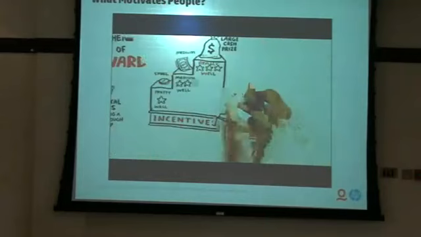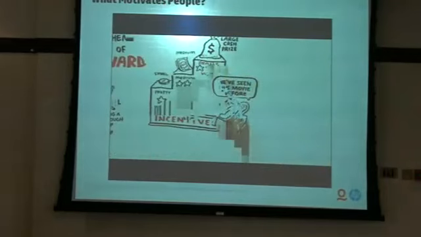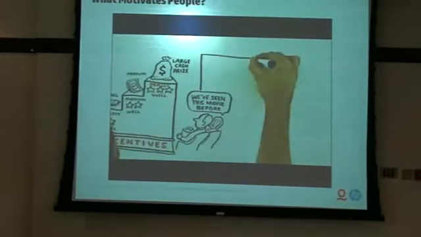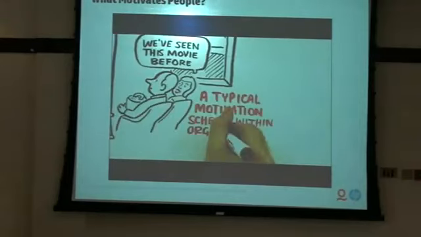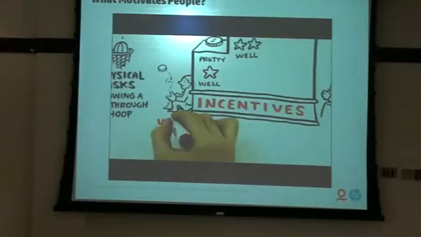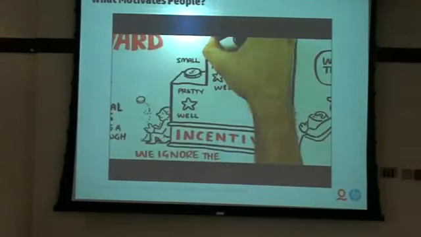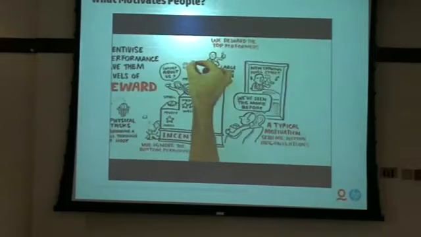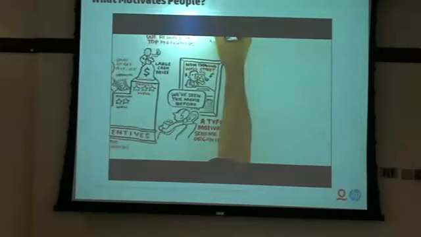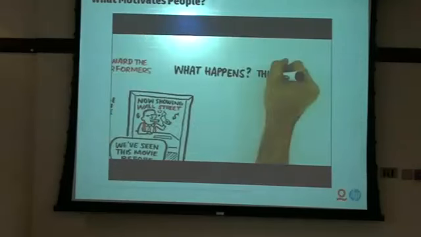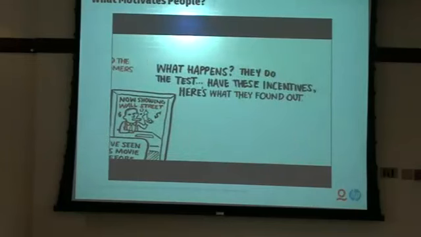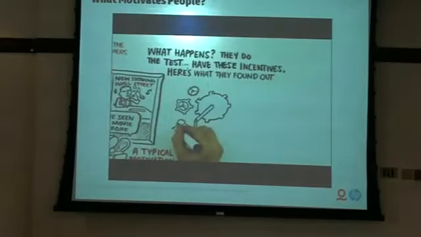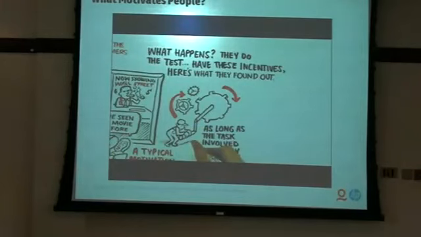Okay, we've seen this movie before. This is essentially a typical motivation scheme within organizations, right? We reward the very top performers, we ignore the low performers, and the other folks kind of in the middle get a little bit. So what happens? They do the test, they have these incentives, here's what they found out. One, as long as your task involved only mechanical skill, bonuses work as they would be expected to: the higher the pay, the better the performance.